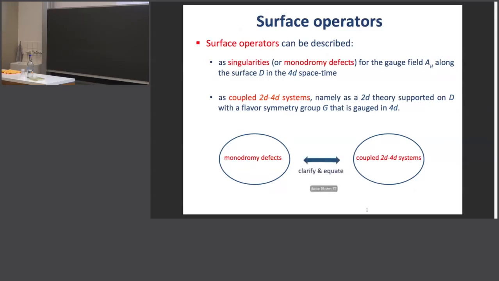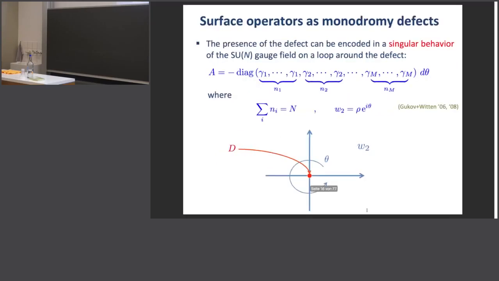And the purpose of this talk is to try to clarify these two ways and establish a precise connection between these two approaches. So let me start with the first one, surface operators as monodromy defect.